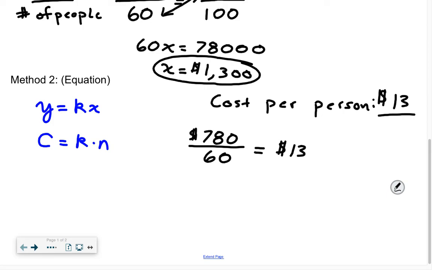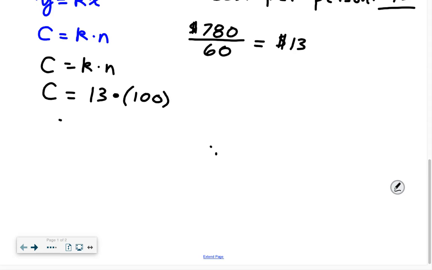If we go back to our equation, C is equal to k times n, the total cost is what we're going to solve for. Our constant k is actually that $13 per person that we just found. N, again, is the number of people that are going to show up or attend, which was 100. And if we solve our equation, 13 times 100 gets us 1,300 again.